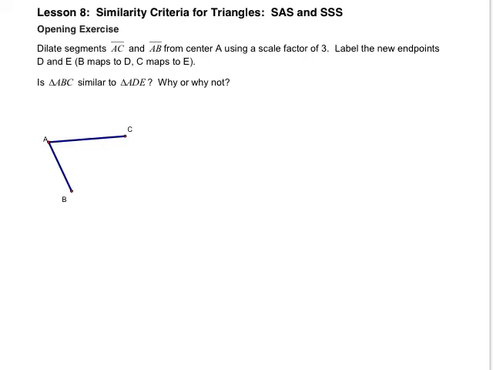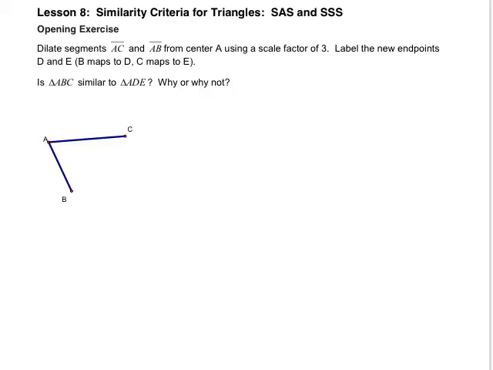Alright, you can start off this lesson by dilating segments AC and AB from center A using a scale factor of 3. It's difficult for me to do that on the iPad, of course, but you can do that using your compass and a straight edge. But if you were, I'll just kind of pretend to do this.